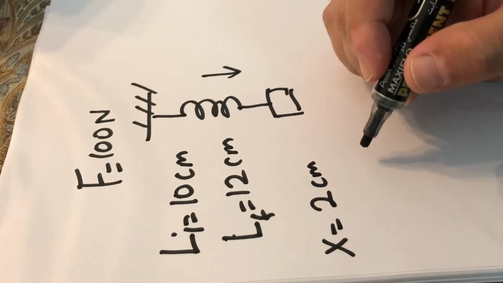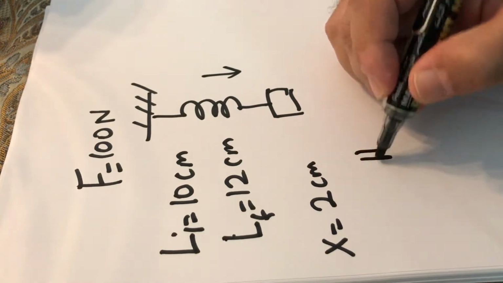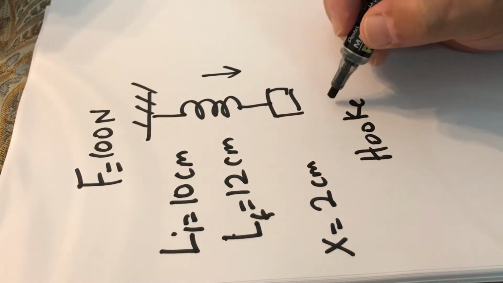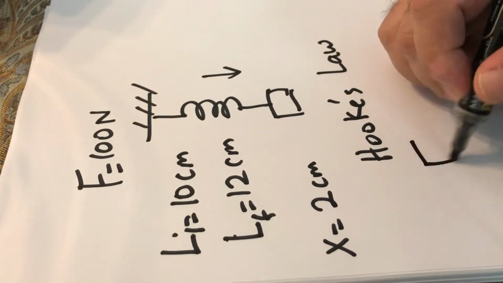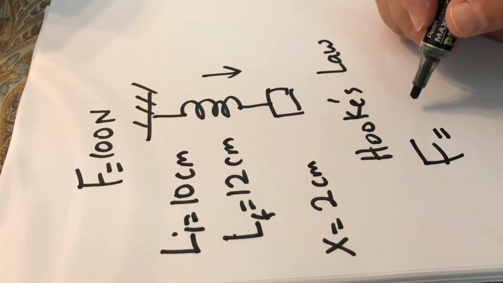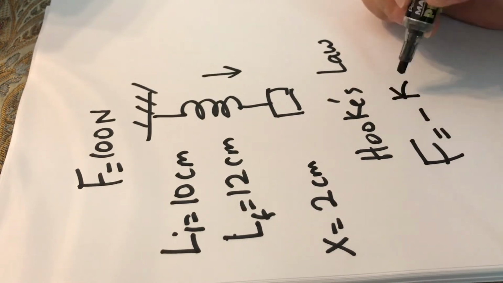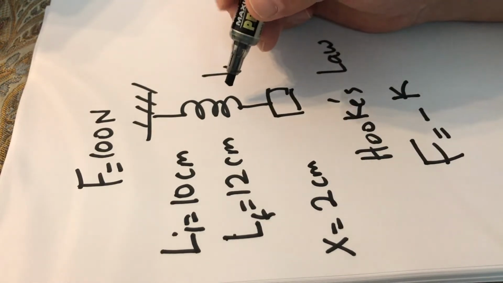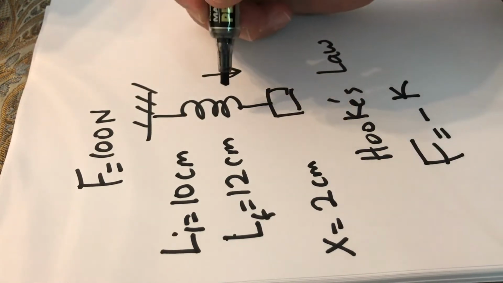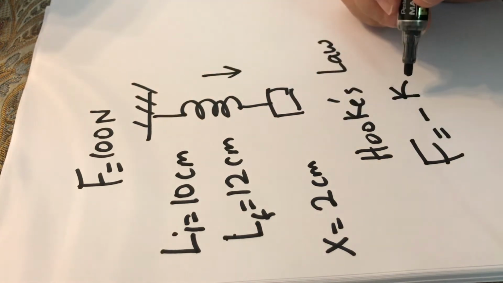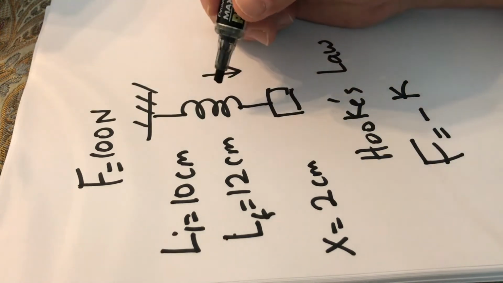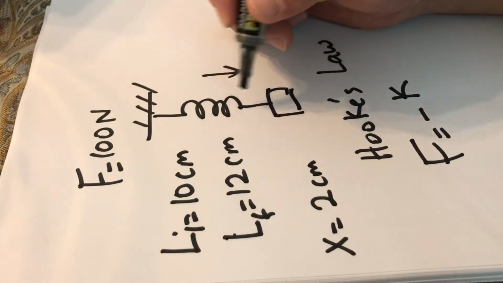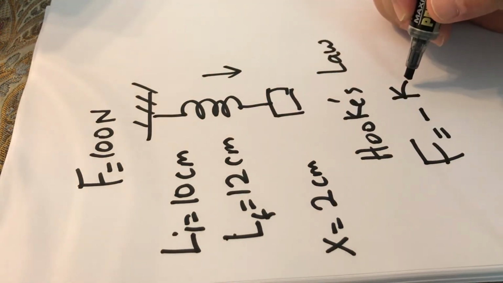According to a law called Hooke's law, the force applied on a spring is always equal to negative a constant related to the stiffness of the spring. So if the spring is really hard to compress or elongate, this number k, which is called the spring constant, is a big number. If it's a soft spring that you can easily compress or elongate, then k, the spring constant, is a small number.